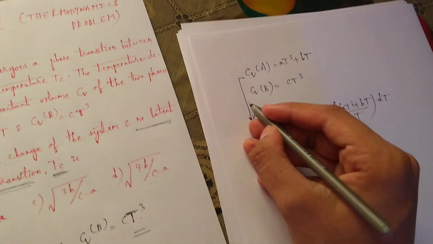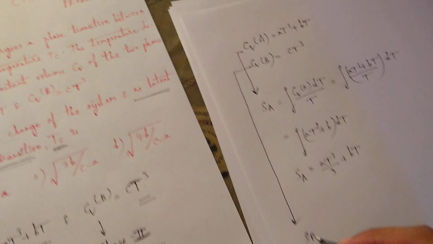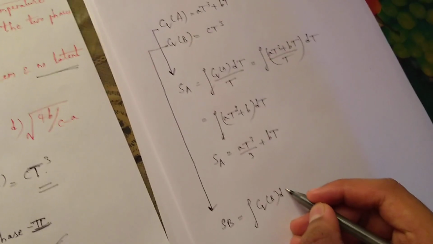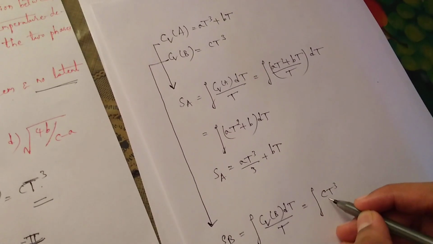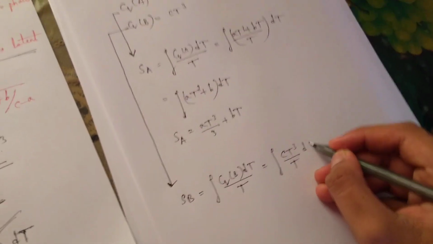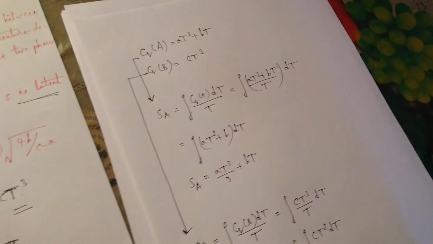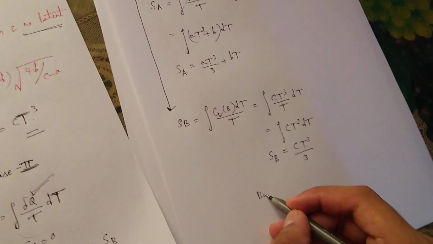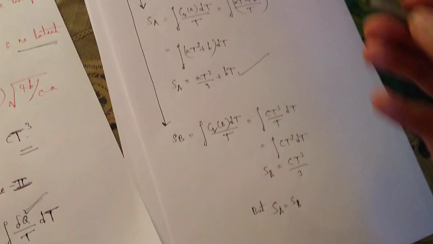Similarly, we will calculate the entropy for phase 2 using this formula. The integral of C T squared dT is equal to C T cubed by 3. This is the entropy after the phase transition. But SA is equal to SB. We have to equate these two quantities.